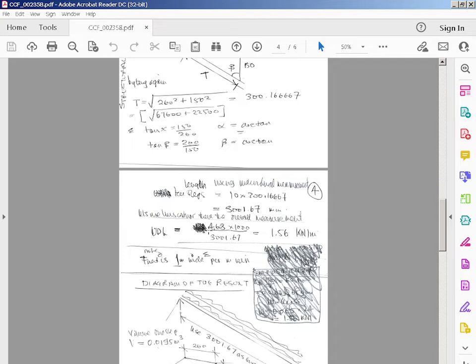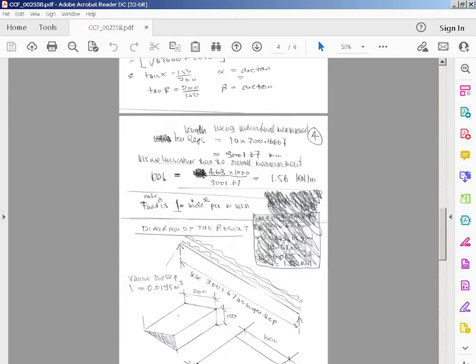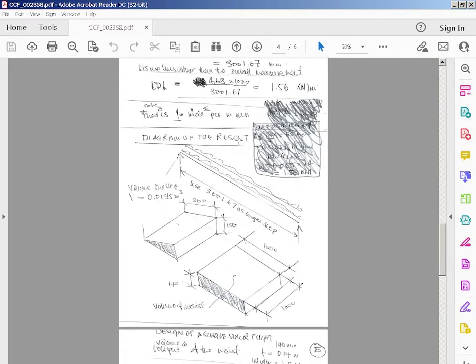So the UDL from the stair steps is 4.68, which is the total weight times 1000 divided by 3001.67, so it's either 4.68 divided by 3, which is 1.56 kilonewtons per meter. So that is for a 1 meter wide staircase per meter run. We need the UDL because we've got to design the stairs like a beam in the second stage. So this is just the solution diagram of the result.